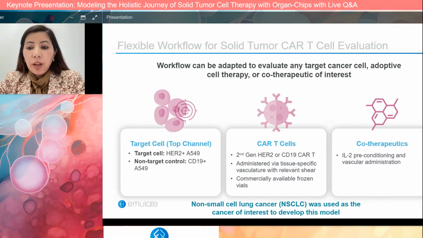These cells are commercially available and can be used in the same workflow. And then also the co-therapeutic. One of the challenges in the cell therapy space is basically having the efficacy as a monotherapy. So we provide a proof of concept by using IL-2 and combining that with our HER2 CARs.